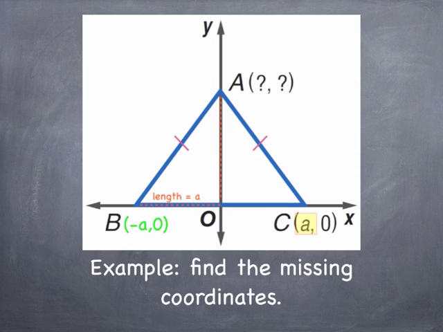Next, for the height, I don't know how tall this triangle is. It could be A units tall, but it doesn't have to be. And so now we have to pick a new variable, and I'll just choose B to be the height for point A. So A is at 0, B.